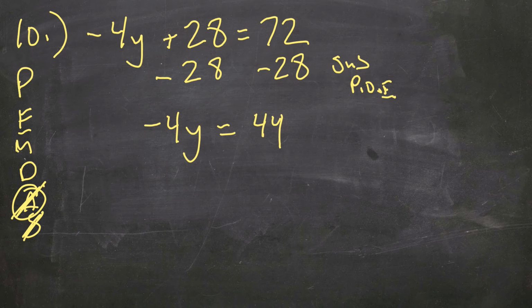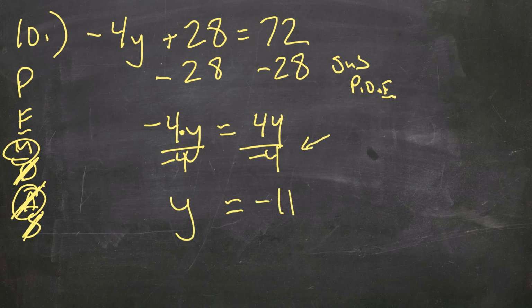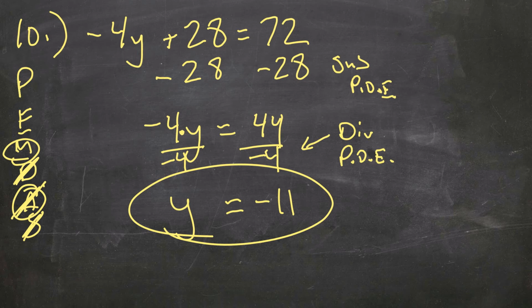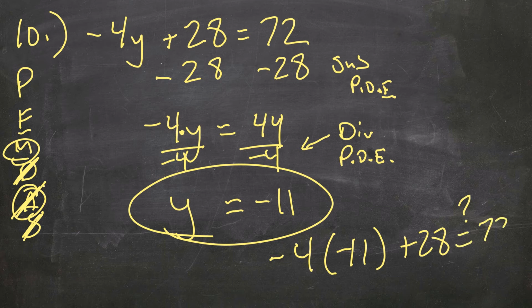Now, I don't have any more addition. There's no division. Oh, look, there's multiplication because it's negative 4 times y. So I have to divide by negative 4. So remember, a positive divided by a negative is a negative, so y equals negative 11. Remember, that was our division property of equality. So that's my final answer. Just have to check my work. Negative 4 times negative 11 plus 28, does that equal 72? It works. Moving on to number 11.